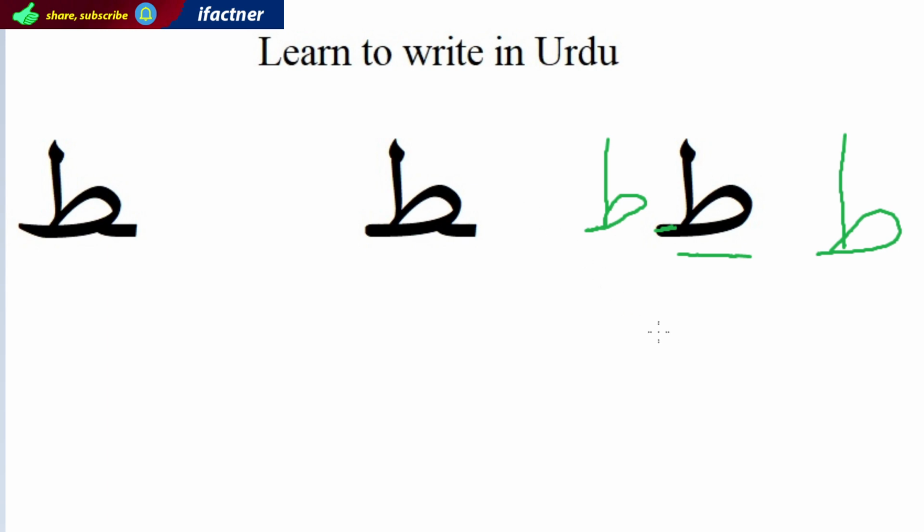For example, we have a word tota. Now let's see how we write tota. Te, wow, to, toy, wow, to, and toy, and then alif, tota. Tota means parrot. Let's write one more time, and this time I will use different colors so you can see how we write toy.